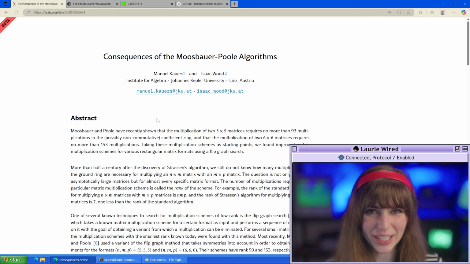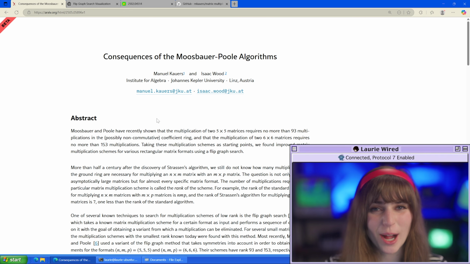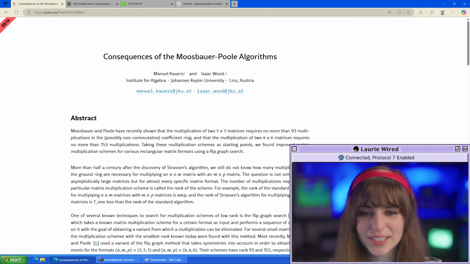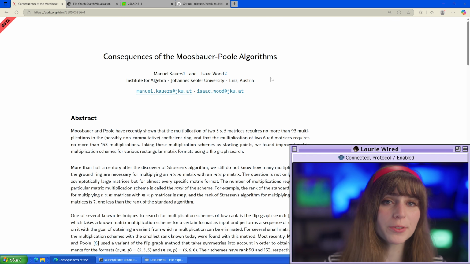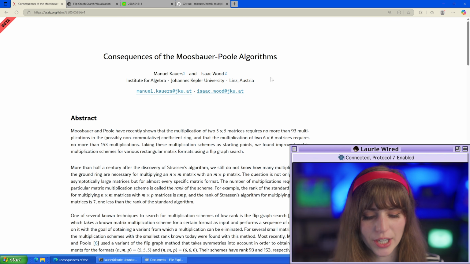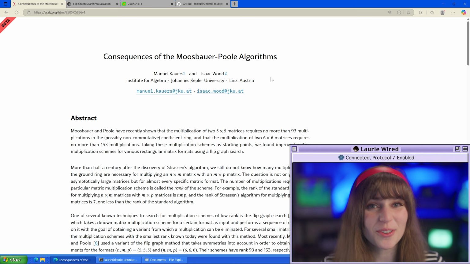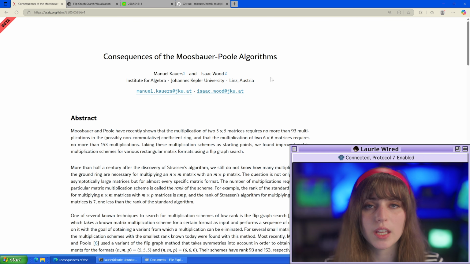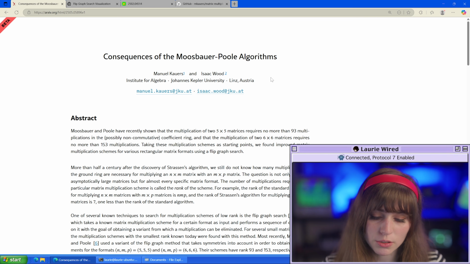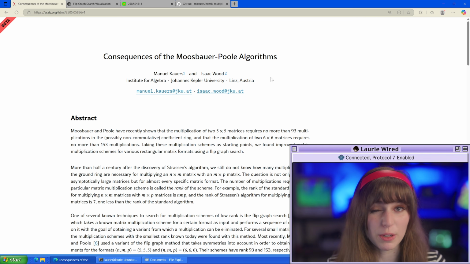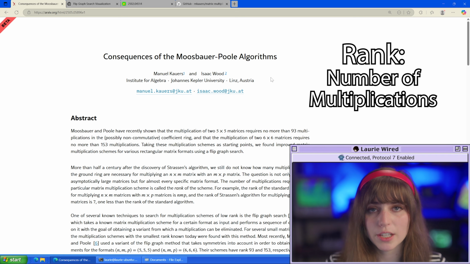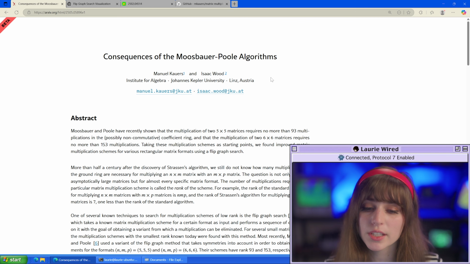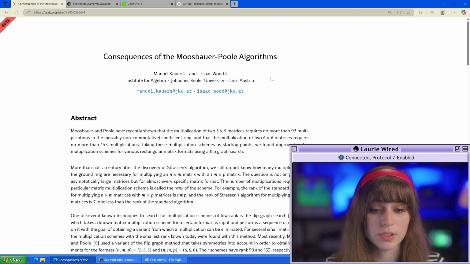Now let's move on to the brand new research in the field of matrix multiplication optimizations. The paper, Consequences of Moosbauer-Poole Algorithms, was actually just published in May of this year. So that's incredibly new research that is available to the world to now be applied to optimize our matrix multiplication. So the researchers here were trying to find the most optimized matrix multiplication for a matrix of a given size. They're going through and trying to keep track of the rank, which is the number of multiplications required to multiply those matrices together.